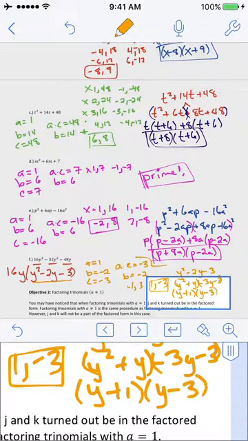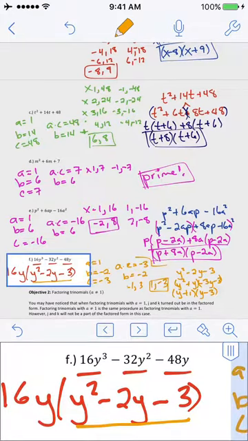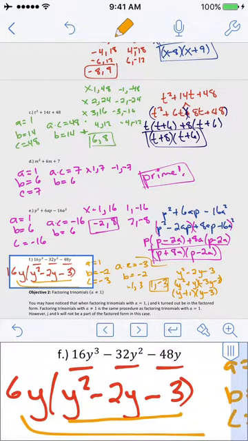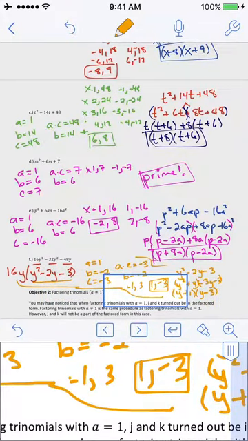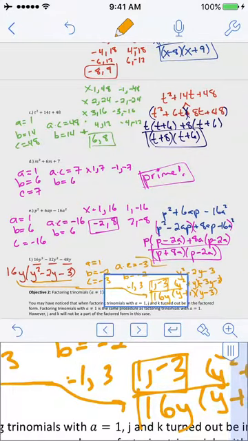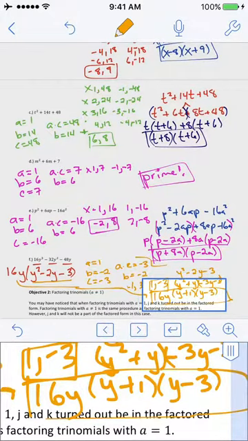Now I got to be careful though, because that was the factored form of this polynomial, right? And that wasn't our polynomial. We want a factored form of that. So I actually have to drag and drop my 16y as well. Just like we did when we were doing GCF and we had those extra things in front, right? You have to just drag and drop them. They don't really add too many steps, but we got to make sure we don't forget them in the process. So my actual final factored form is 16y times y plus 1 times y minus 3. I notice everything is prime, so I'm finally done.